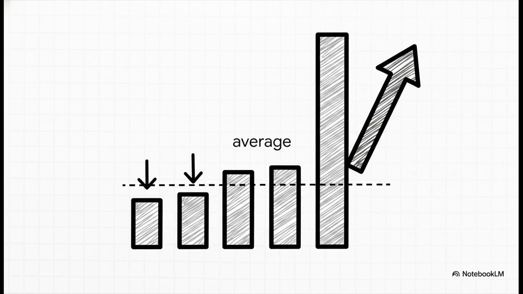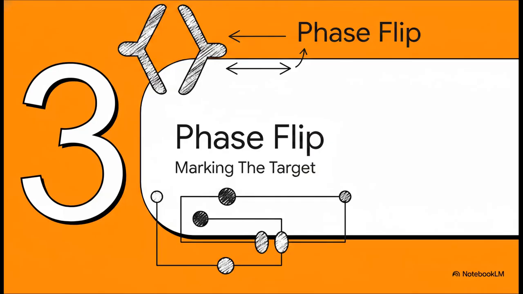We've successfully amplified our target and totally suppressed the noise. How cool is that? Section 3. Phase flip. Marking the target.